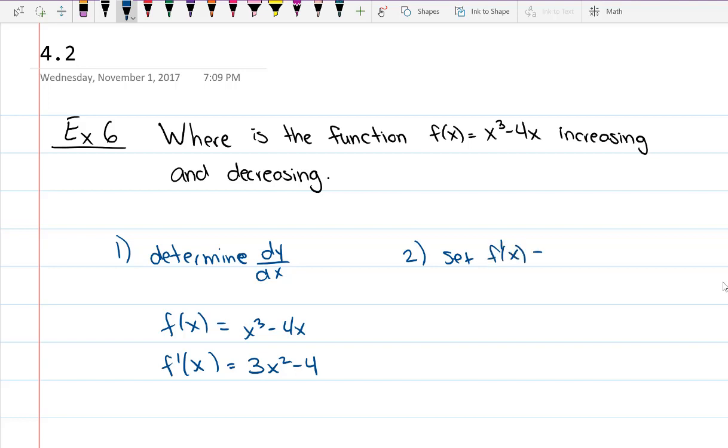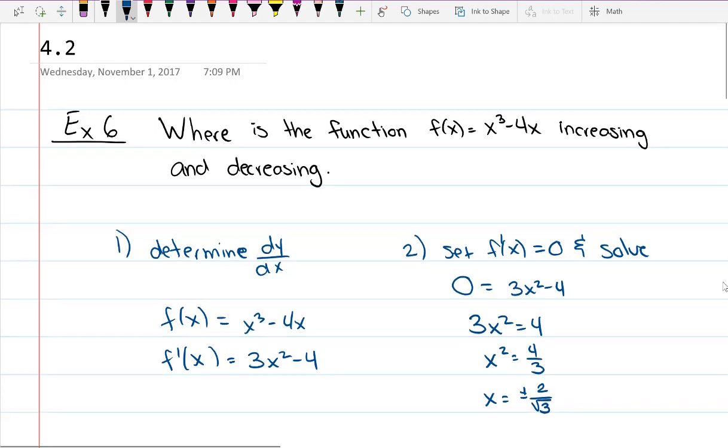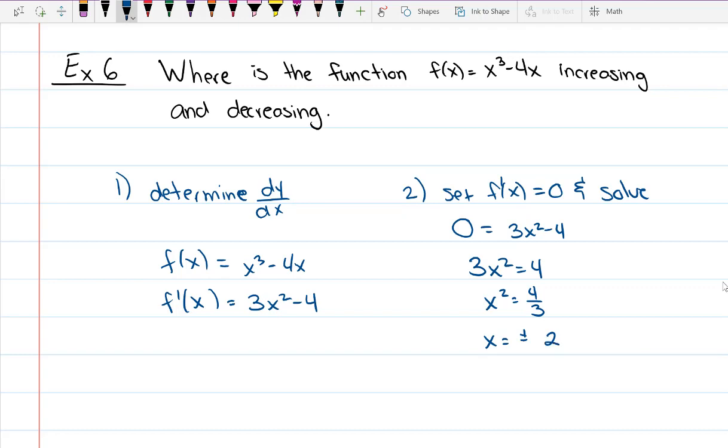The second thing I do is I set f prime of x equal to 0 and solve. What this is doing is setting the derivative equal to 0, and this is going to allow me to find the critical points of the graph. So we get 0 is equal to 3x squared minus 4. So you get 3x squared equals 4. x squared is equal to 4/3. So x is equal to plus or minus 2 over radical 3. So those are my two critical points. If I was going to make a sign chart, I would use those critical points.